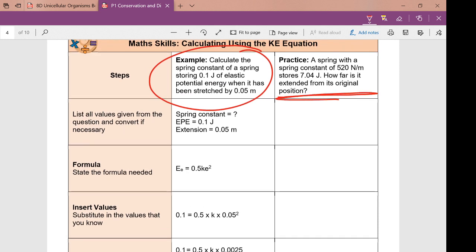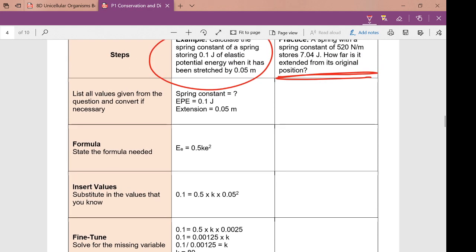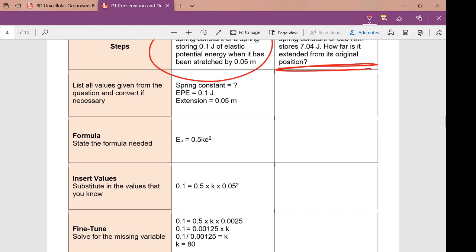So this is the one that I want you guys to do. A spring with a spring constant of 520 newtons per meter stores 7.04 joules. How far is it extended from its original position? So list all the values, write the formula, insert the values, clean it up a bit and fine-tune it to solve for the missing variable, and then just write your answer at the end. So formula, insert, fine-tune, answer.